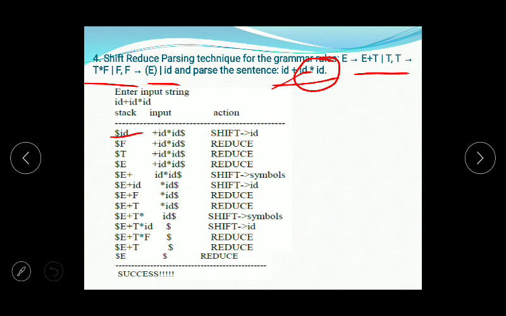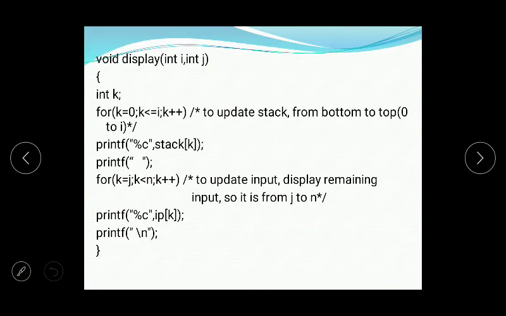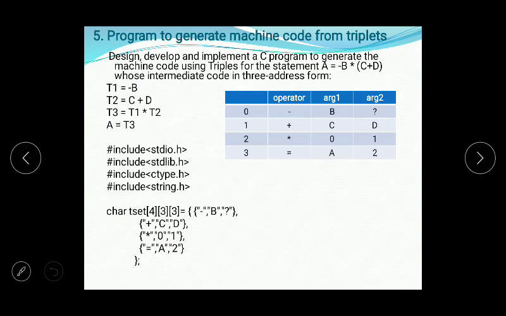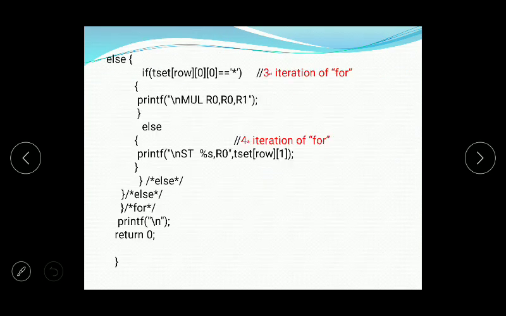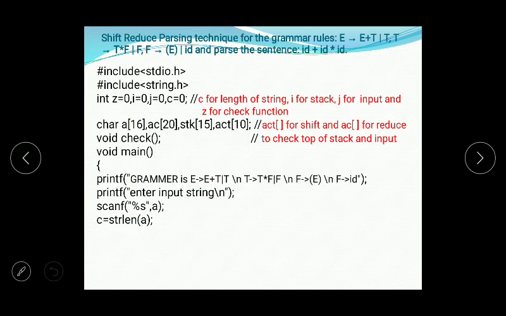This grammar means E gives E plus T or T, T gives T star F or F, F gives parenthesized E or ID. Now, how to implement this? These are all the variables we require: Z, then I, J and C. Observe the comment over here: C for the length of the string, I for stack, J for input and Z for check function.